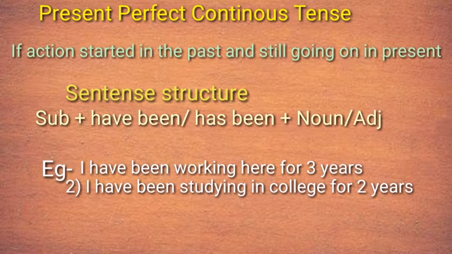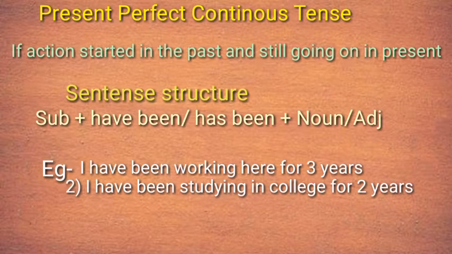So when we want to describe any action or work that started in the past but is still going on in the present, it's still happening, then we use present perfect continuous tense. We use have been or has been. We use been with has, have or had to express an action or a work that started in the past but is still going on in the present.